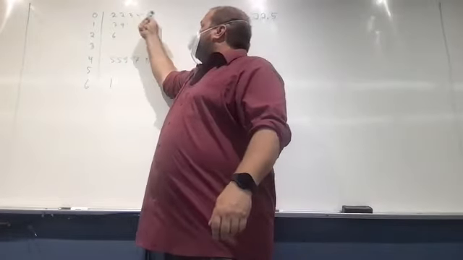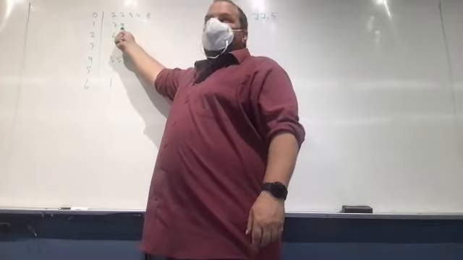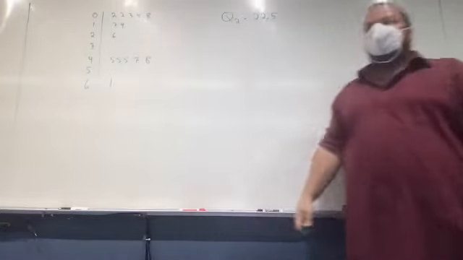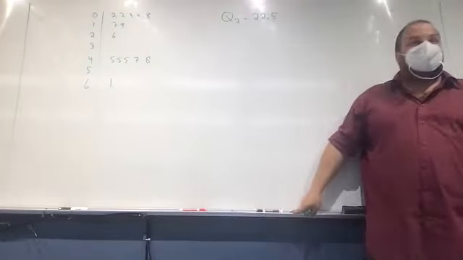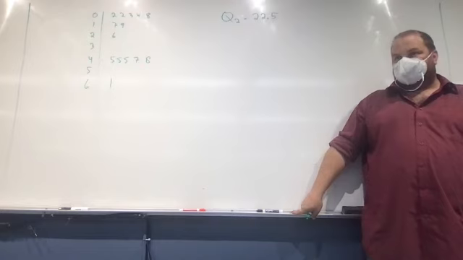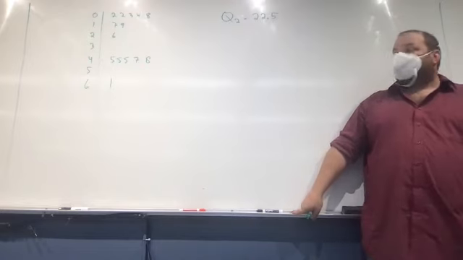1, 2, 3, 4, 5, 6, 7. The 7th data point is what? 19. The 8th data point is what? 26. What is halfway between 19 and 26? 22.5. Add them up and divide by 2. That's how you find Q2.